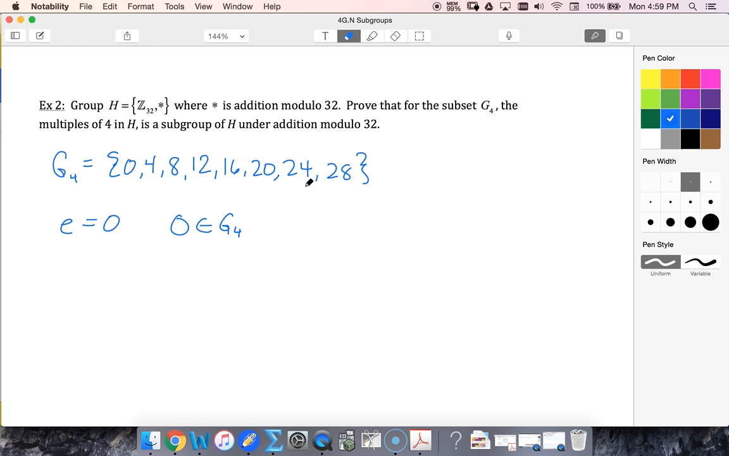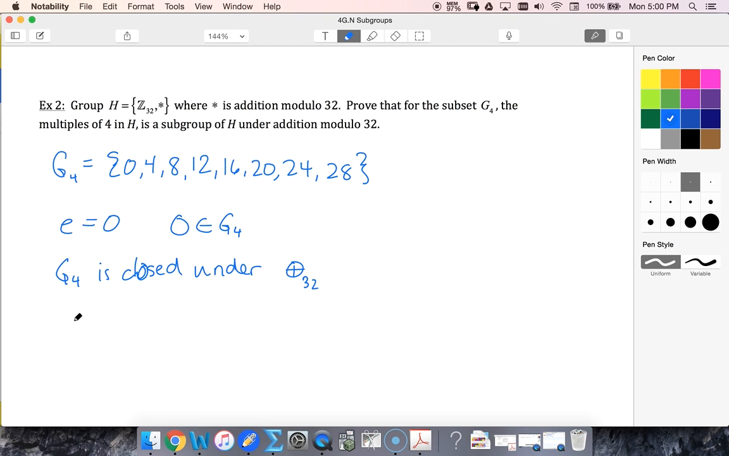So if we're going to think of this with addition mod 32, any two of these that I add together, you need to ask yourself, if it's closed, am I going to get back another one of these? Well, since they're all a multiple of 4, and since 4 is a factor of 32, any of these that we add together are going to give us back an element that's inside of G4. So our group is closed under addition mod 32.